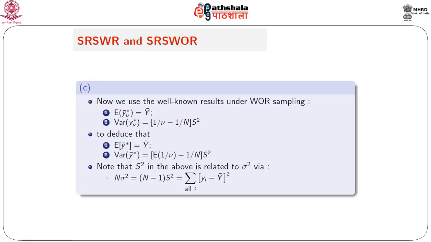The first one says that y bar star is indeed unbiased for y bar, the population mean. The second one says that the variance of y bar star is the expected value of (1/nu minus 1/capital N) times S square. You must note that this S square and sigma square are related through the following relation. Whereas capital S square has a divisor capital N minus 1, sigma square has a divisor capital N, and hence this identity: N sigma square equals N minus 1 S square equals summation of (yi minus y bar) whole square.